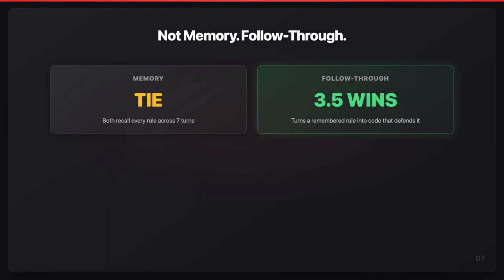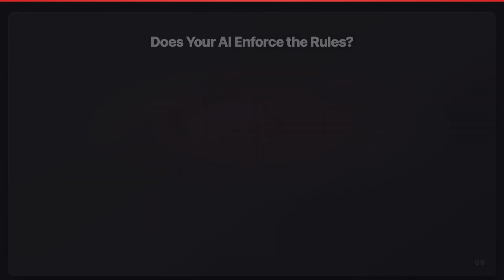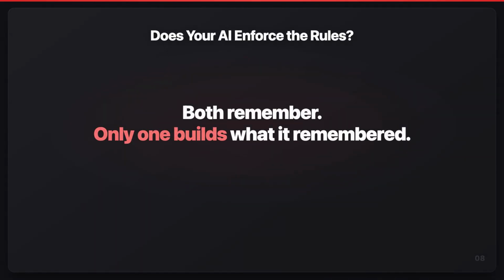So the upgrade from 3 to 3.5 isn't better memory. They both remember. It's follow-through. Turn a remembered constraint into code that actually defends it. That matters most for long, multi-step agent coding work. The catch: 3.5 is slower and it burns more tokens to get there. So the real question isn't whether your AI remembers the rules. It's whether it actually enforces them when it counts.